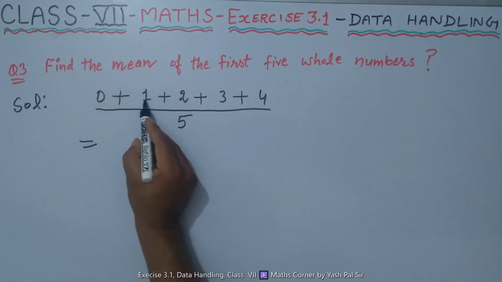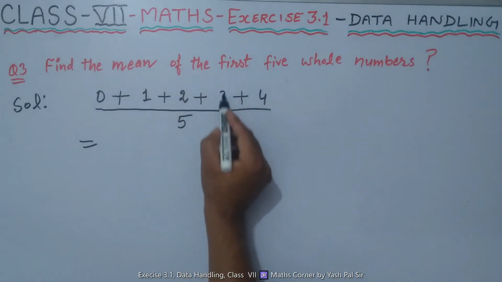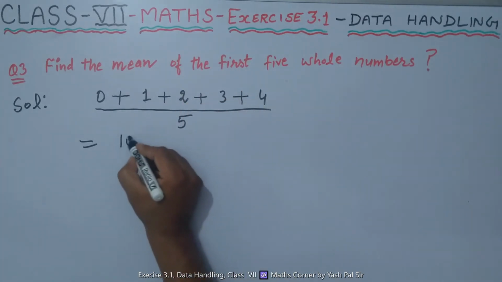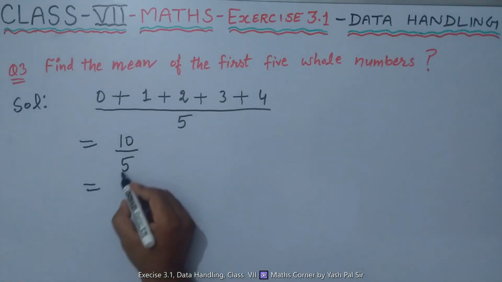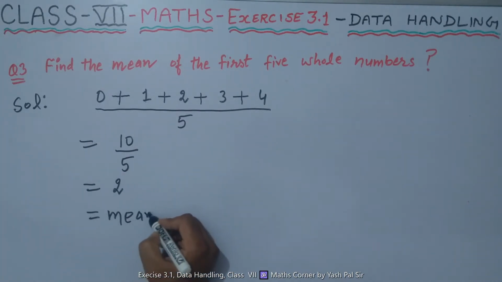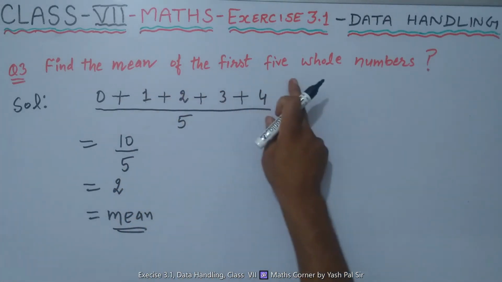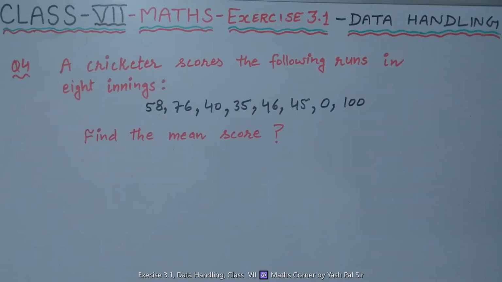0 plus 1, 1. 1 plus 2, 3. 3 plus 3, 6. 6 plus 4, 10. 10 divided by 5 is 2. 2 is the mean. This is the way we can find the mean of the first 5 whole numbers. Now coming to question number 4 of the exercise.